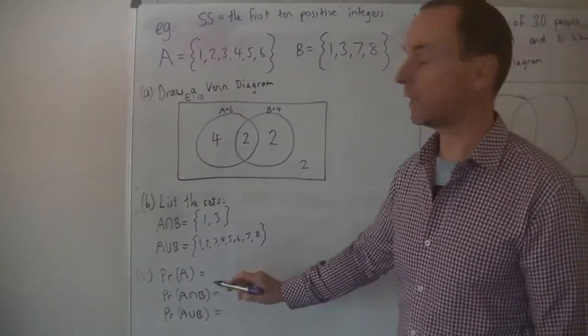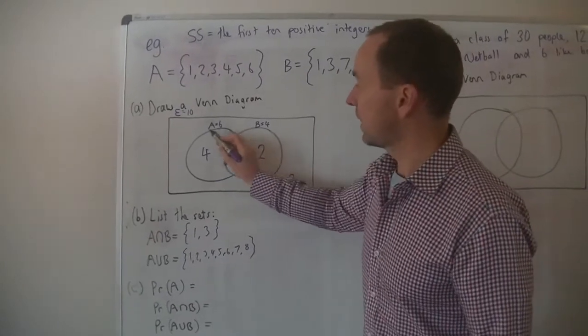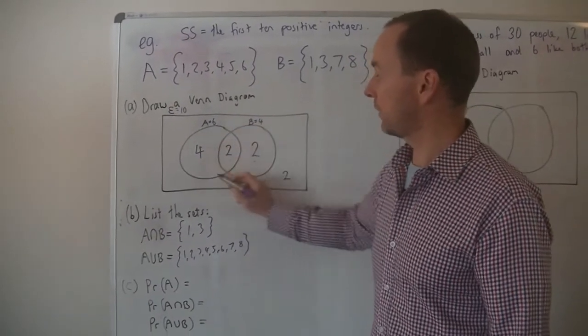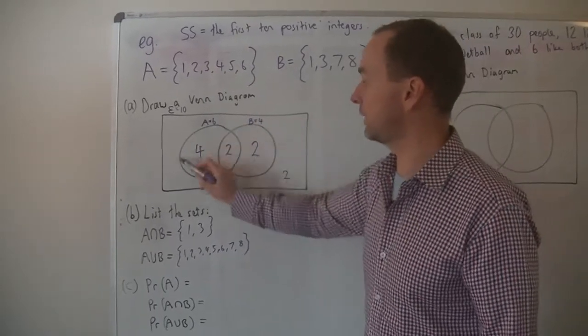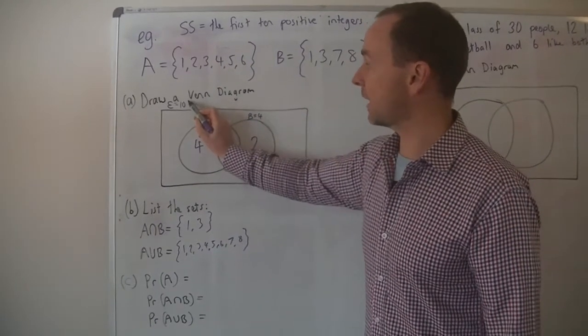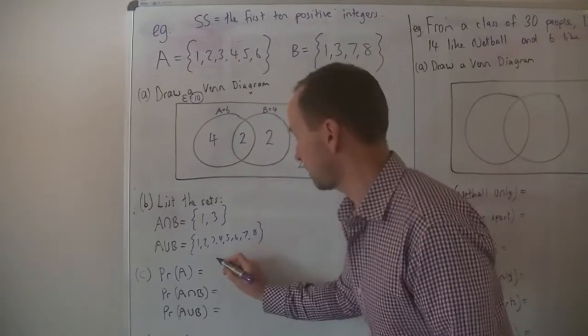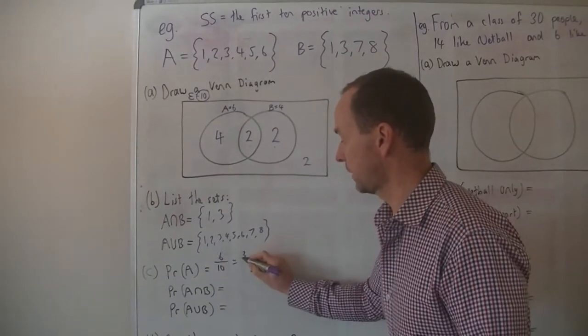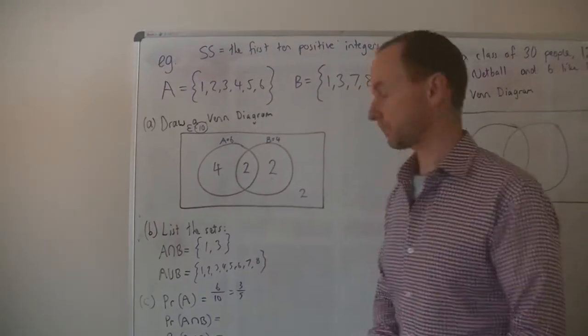Now you've got to be careful here. The probability of A means the whole circle. So there's 6 chances. If we randomly pick one of these numbers, we've got 6 chances of picking one. And it's out of a total of 10. So our probability of A is 6 over 10. And you can simplify that to 3 over 5.